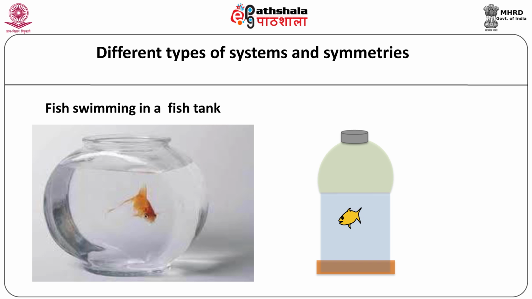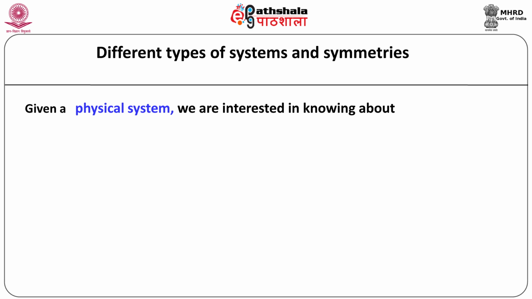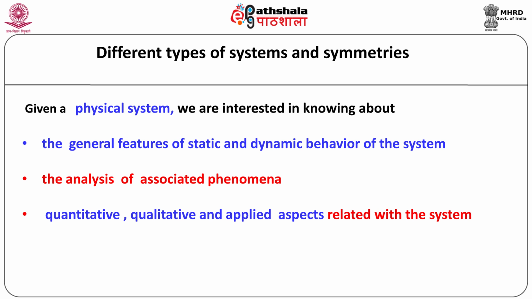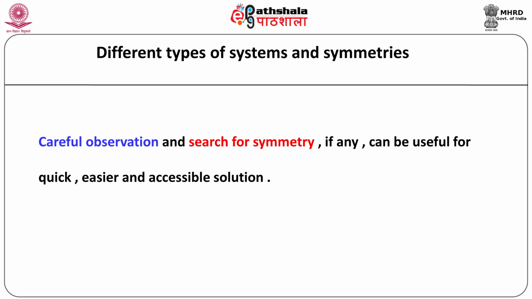Think for a moment and you will note that given a physical system, we are interested in knowing about the general features of static and dynamic behavior of the system and analysis of associated phenomena. In general, we are interested in the study of quantitative, qualitative and applied aspects related with the system. Careful observation and search for symmetry, if any, are highly useful for extracting useful information about a given physical system.